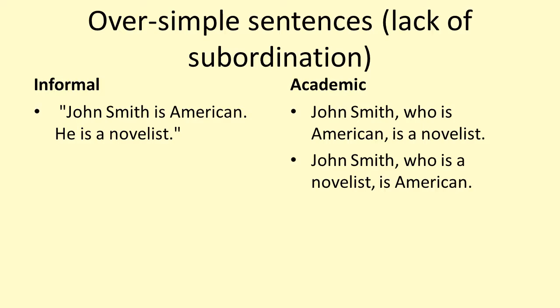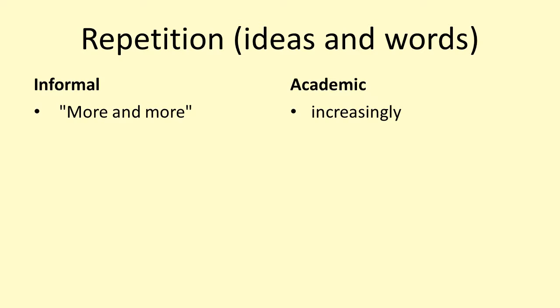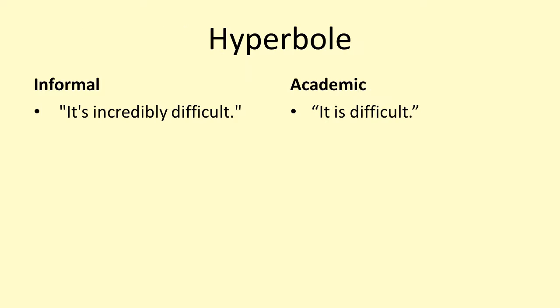In informal writing, we use repetition of ideas and words, such as "more and more," whereas in formal academic writing, we would use a word such as "increasingly." Hyperbole or exaggeration is common in informal writing. Informally, we might write, "It's incredibly difficult," whereas in formal academic writing, we avoid hyperbole and instead write, "It is difficult."